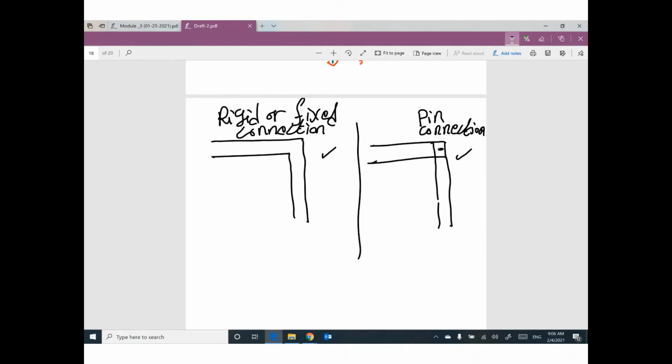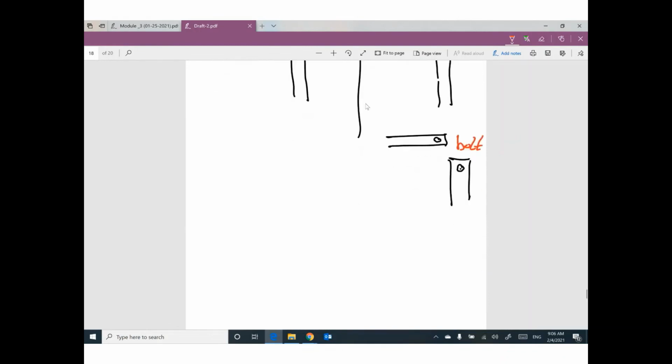Pin connection means we have 2 members. This member alone, this member alone. We made a hole, and we connected the 2 members by a bolt. So it can be called pin connection. In this case, we have only 2 reactions, and these 2 reactions will be the same value, but in opposite direction.